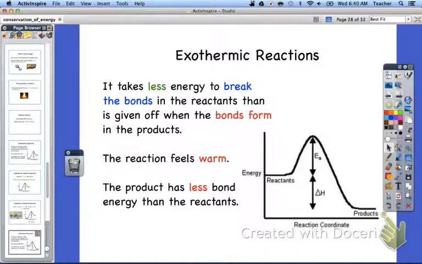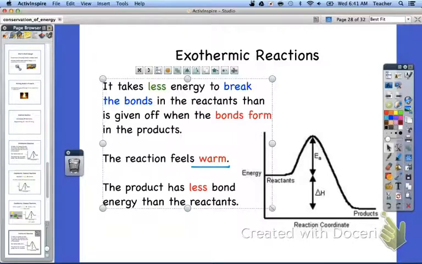The other option for chemical reactions is that they could be exothermic reactions. And in an exothermic reaction, it takes less energy to break the bonds in the reactants than is given off when the bonds form in the products. So we don't need to add much energy to break the bonds, and we get a lot of energy given off when we form the products. That extra energy that's given off, that's no longer stored in the chemical bonds, makes the reaction feel warm. Sometimes they get actually very hot. And in this case, the products have less bond energy than the reactants.